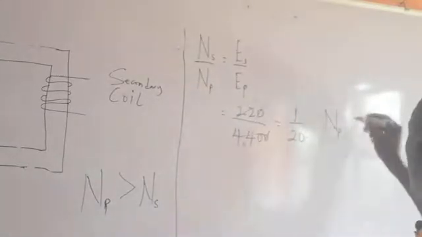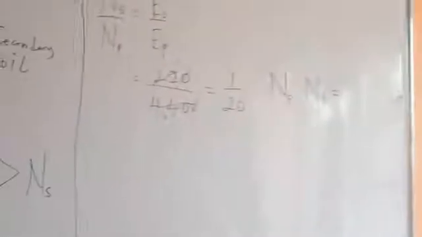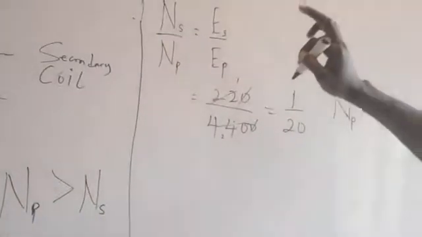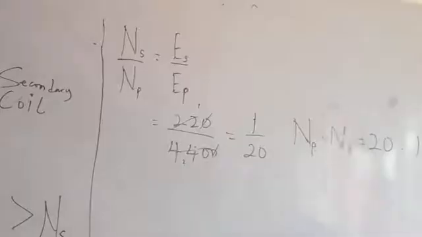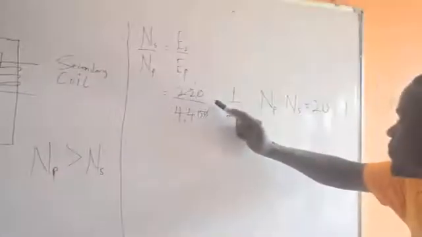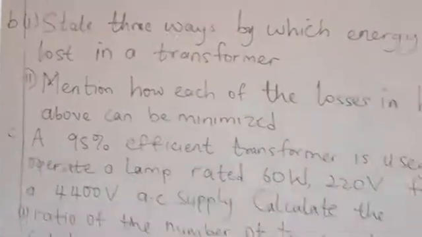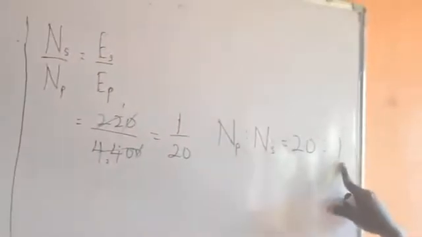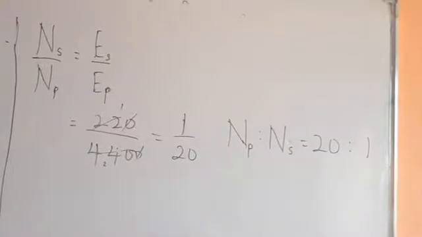So the ratio of the number of turns in the primary to the number of turns in the secondary is going to give us what? We are having 4,400 volts from the AC supply. The ratio between that for the secondary and that of the primary is 1 to 20. But the question given to us is the ratio of the number of turns in the primary coil to the number of turns in the secondary coil. So we have 20:1. Now take note, be very careful. The difference between 20:1 and 1:20. So you should try your best to make sure you follow that.